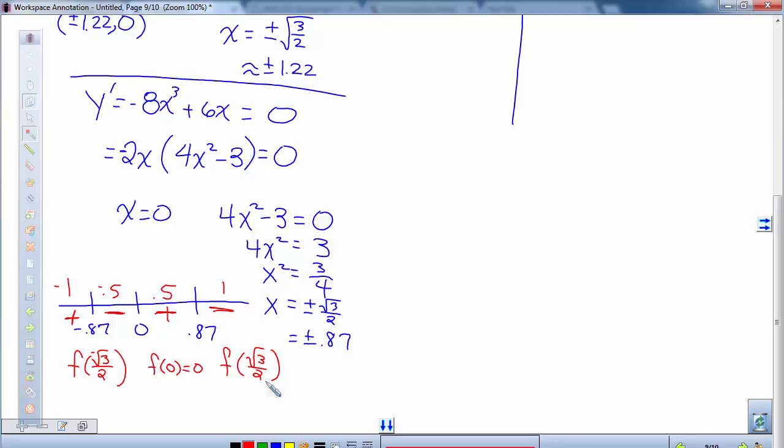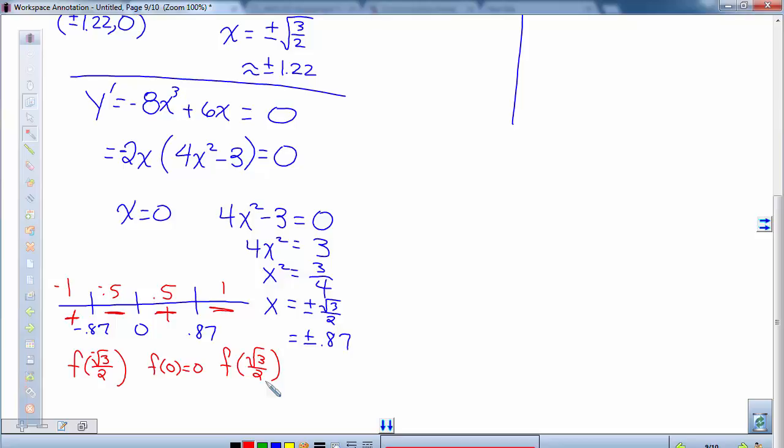When I get at that point, what should happen? It should change because at -√3/2, we had what? It's a critical value, and so the slope at that point is what? 0, okay? Well, we don't know that yet. We got to look at the second derivative to talk about concavity.